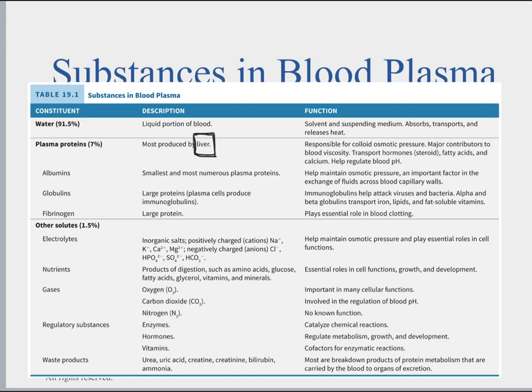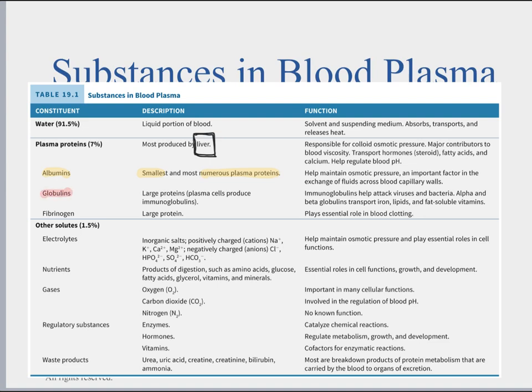Now the smallest and most numerous, and we'll highlight it for you, the smallest and most numerous plasma proteins are our albumins. Now these albumins help maintain osmotic pressure, and they're really, really important in the exchange of fluids across capillary walls.